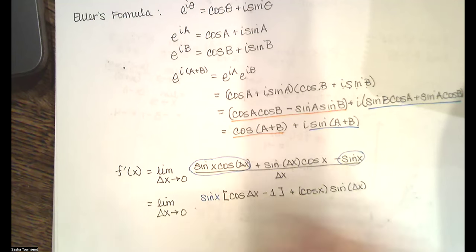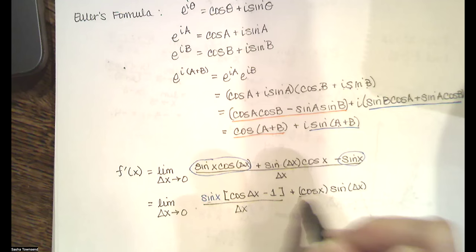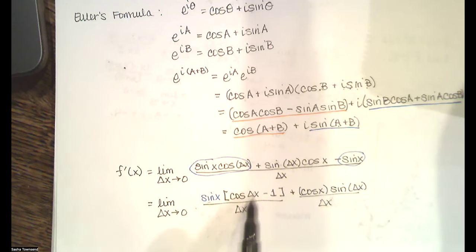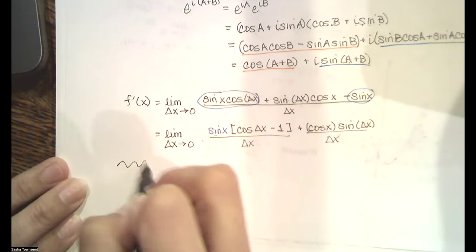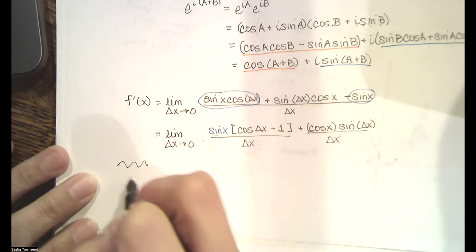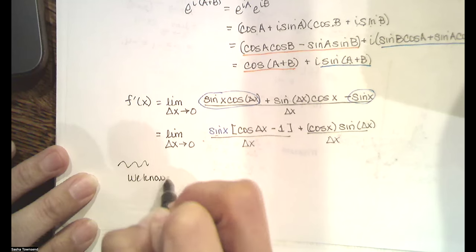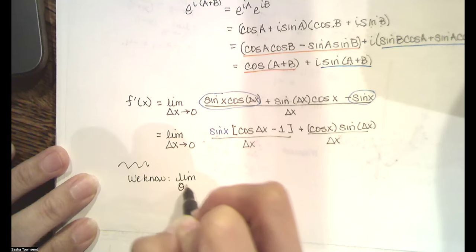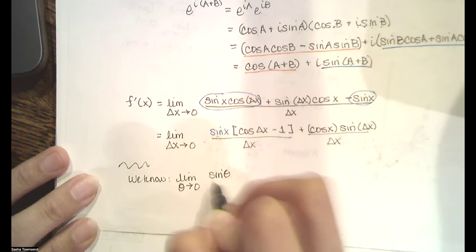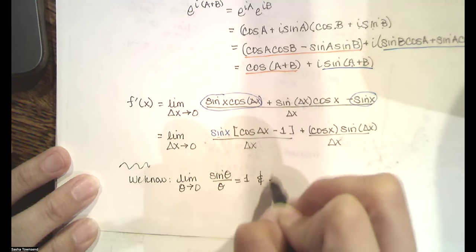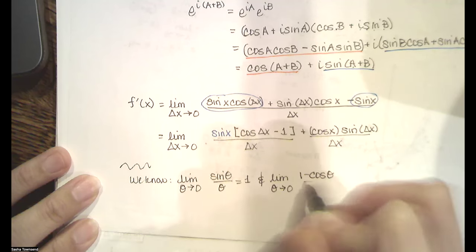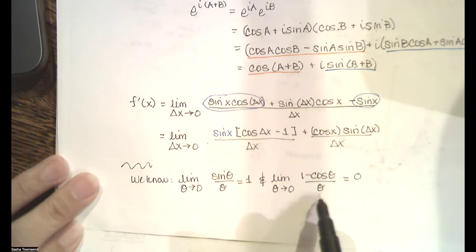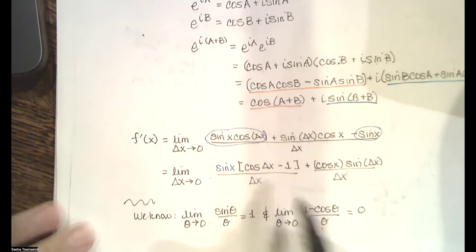Now, this whole thing is divided by delta x, so I could just divide this piece by delta x and this piece by delta x. And hopefully, you notice we've got a couple of functions that we studied in an earlier section in chapter one or in unit one. We know that the limit as theta approaches zero of sine of theta over theta is equal to one. And we know that the limit as theta approaches zero of one minus cosine of theta over theta equals zero. Now, if we multiply that by negative one, the opposite of zero is zero, so it still works.